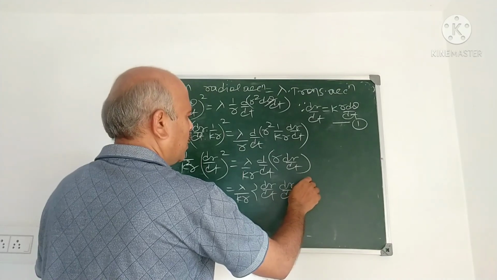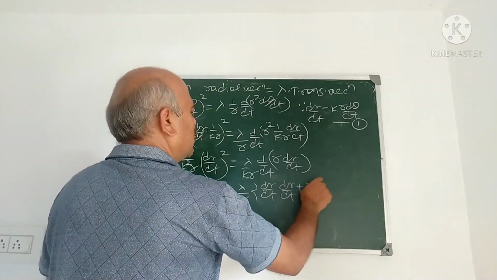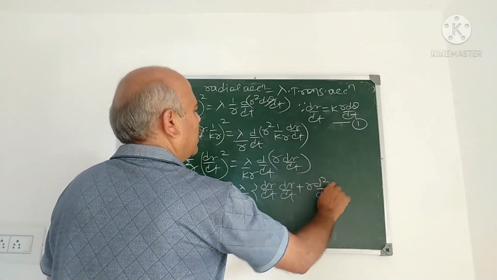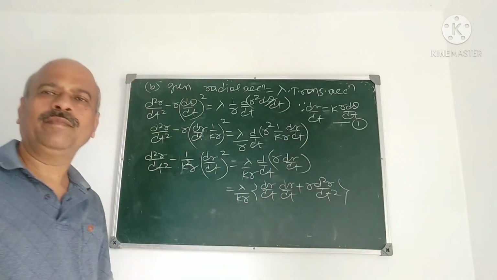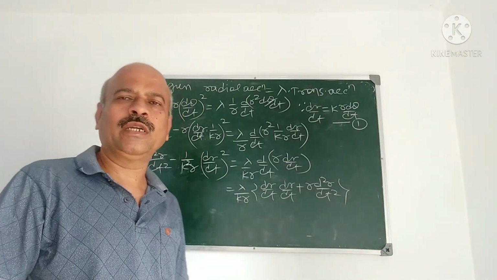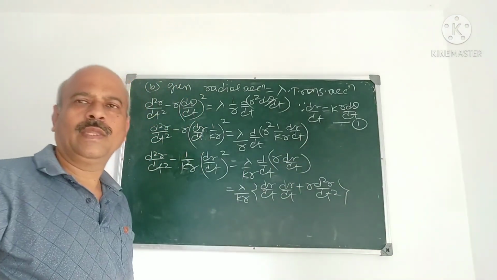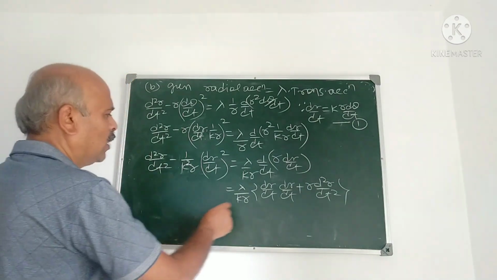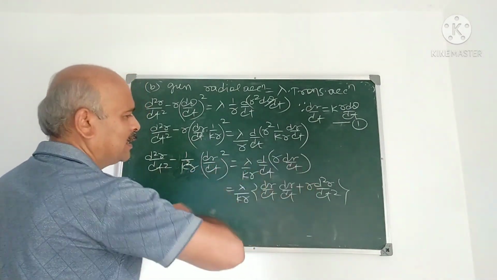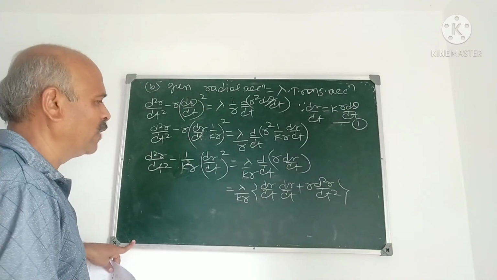plus r into d2r by dt square. On the right hand side, I have differentiated using the product rule. So now I write this as an equation in d2r by dt square. What do you write?